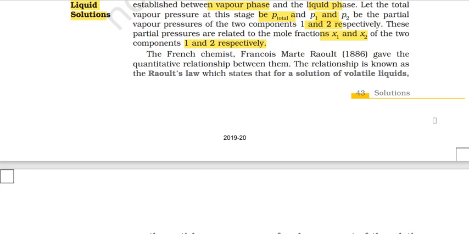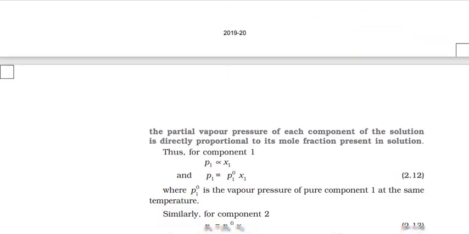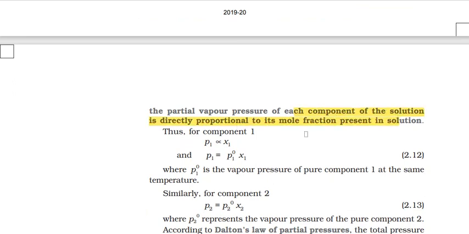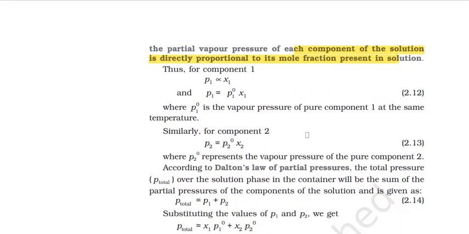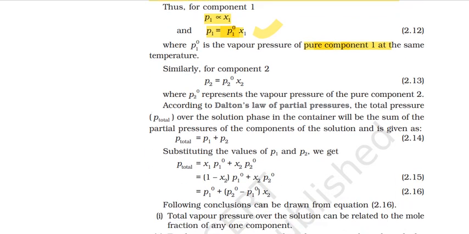The French chemist Raoult gave the quantitative relationship between them. The relationship is known as Raoult's law, which states that for a solution of volatile liquids, the partial vapor pressure of each component of the solution is directly proportional to its mole fraction present in the solution. This is what Raoult's law states. Raoult said that whenever we take a solution, for each of its components, the partial pressure inside the solution is directly proportional to its mole fraction in the solution. And Pi naught means the vapor pressure of the pure component. Where naught is written, it means the pure component. And this comes as a proportionality constant. Similarly, you have for component 2, where P2 naught represents the vapor pressure of the pure component 2.